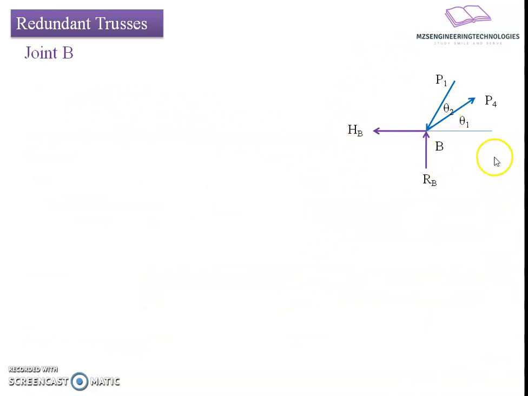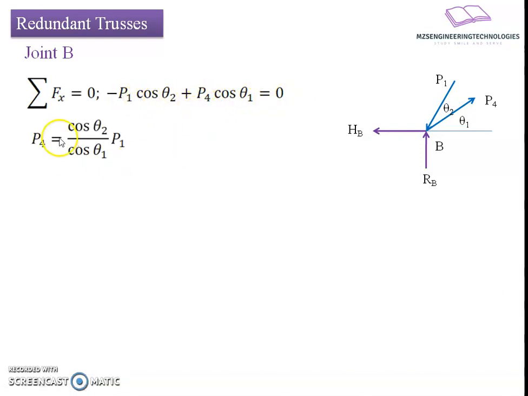Joint B is addressed first, where we have four forces: two reactive forces and two member forces. The member forces are marked as P1 and P2. The sign convention is taken in order to balance the equilibrium among the forces, and after preparing the free body diagram, let's apply the static equilibrium equations to joint B. Summation of Fx equals 0 results in minus P1 cos theta 2 plus P4 cos theta 1 equals 0. This gives a relation between P4 and P1: P4 equals cos theta 2 divided by cos theta 1 times P1. It comes to be P4 equals 0.748 times P1.